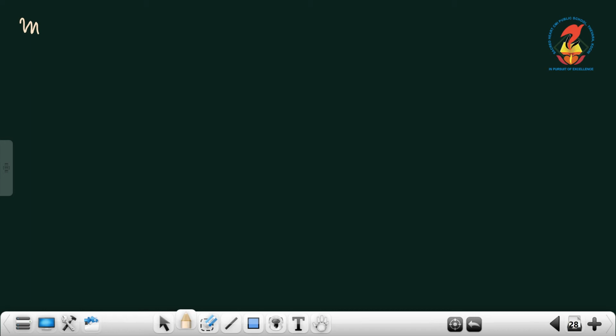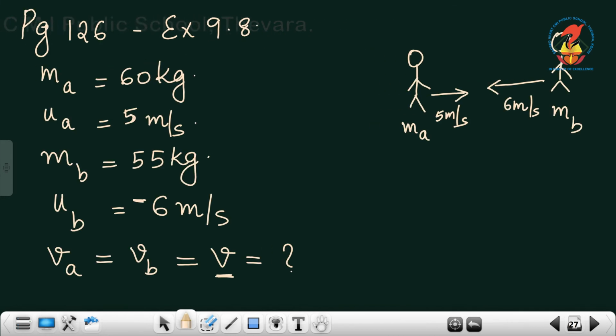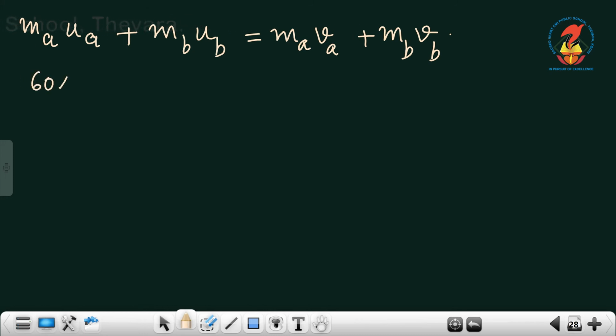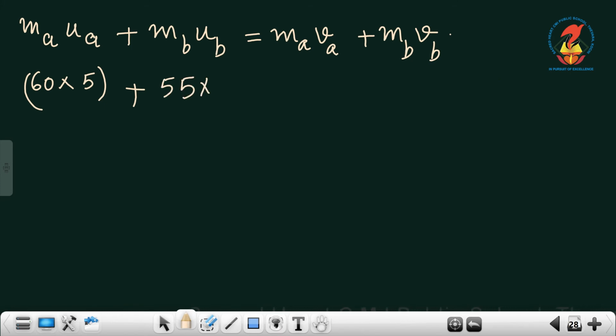So, the equation is MAUA plus MBUB is equal to MAVA plus MBVB. Now, let us substitute the values. Mass of the first hockey player is 60 kilogram and he was moving with a velocity 5 meter per second. So, 60 into 5 plus MB, mass of the second player. Mass of the second player is 55 kilogram and he was moving with a velocity minus 6. So, 55 into minus 6 is equal to MA, which is 60, into VA.